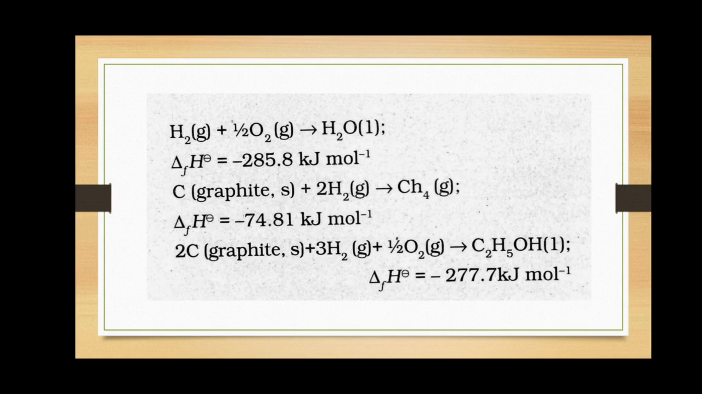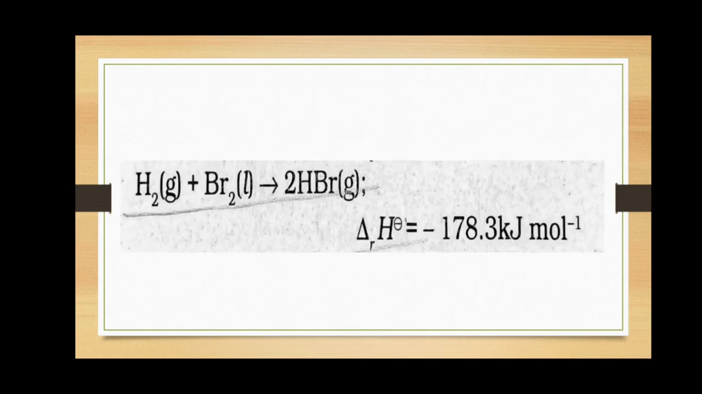Now if you take this example, H2 plus Br2 gives 2HBr. You can see 2 moles of HBr compound are formed. For such a reaction, you can't write it as standard enthalpy of formation. You just have to write it as standard enthalpy of reaction. So you can see it is written as delta rH, not delta fH. For formation, it should be only 1 mole of the product. If it is more than 1 mole, it is written as enthalpy of reaction, not formation.